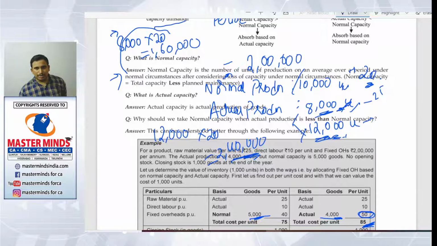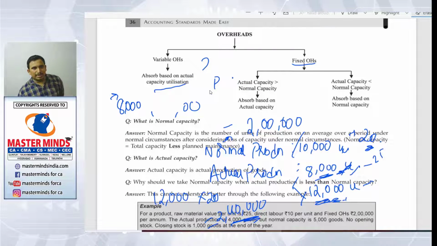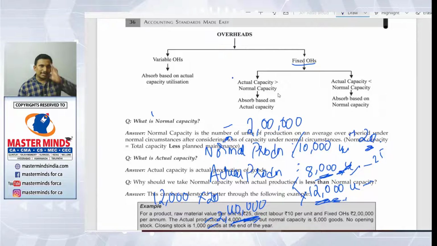Now let me consolidate. Only one thing I just want to conclude. Whenever you look after any allocation of fixed overheads, the point is very simple. If the actual capacity is greater than the normal capacity, then you will apply actual capacity. If actual capacity is less than or equal to, it doesn't matter, you will consider the normal capacity. So that is the allocation of fixed overheads.